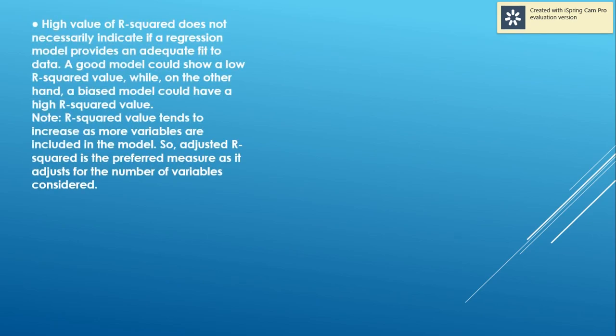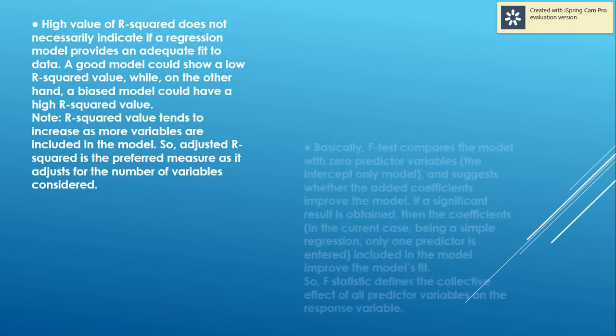A high value of R squared does not imply that a regression model provides an adequate fit to the data. A good model could show a low R squared value, while on the other hand, a biased model could have a high R squared value. Note, R squared tends to increase as more variables are included in the model. So adjusted R squared is the preferred measure as it adjusts for the number of variables considered.